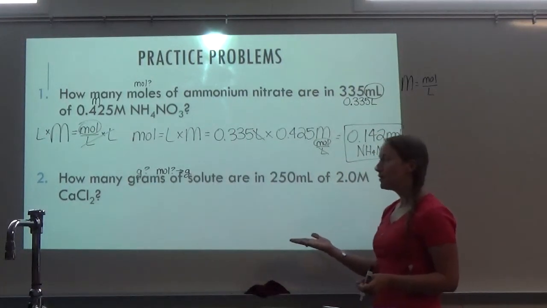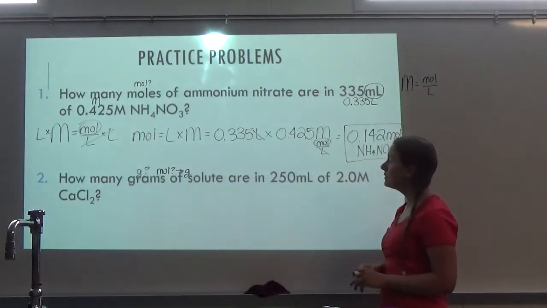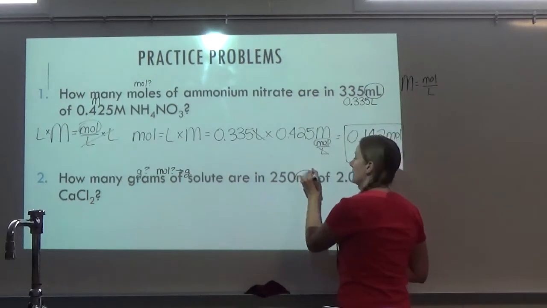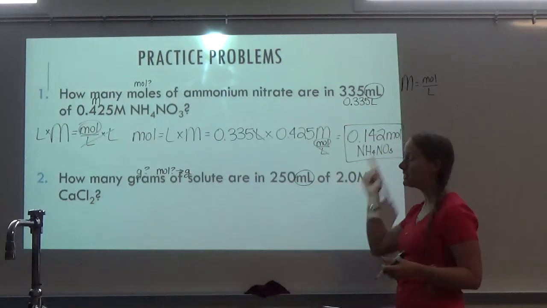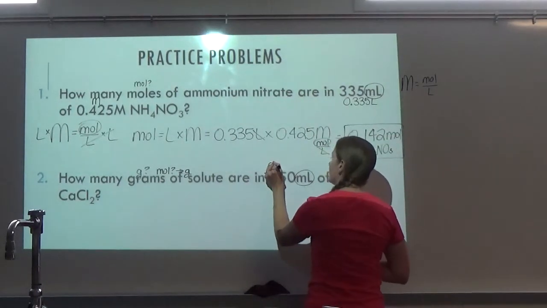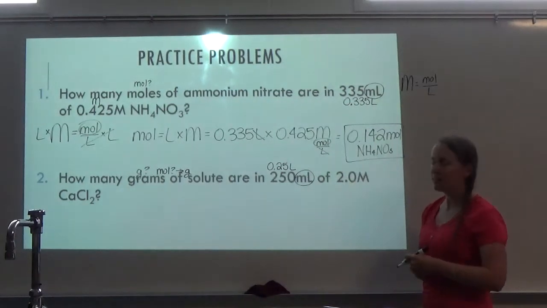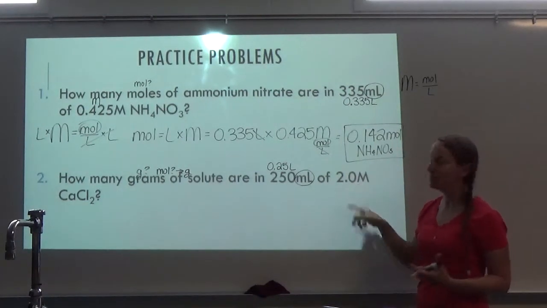All right, so it says how many grams. So remember, I'm going to solve for moles and then change it to grams. Are in 250 milliliters. So remember, milliliters is not an acceptable unit to use for this formula. So I just divide it by 1,000 or move my decimal 3 places and I get 0.25 liters of 2 molar CaCl2. So my molarity is 2.